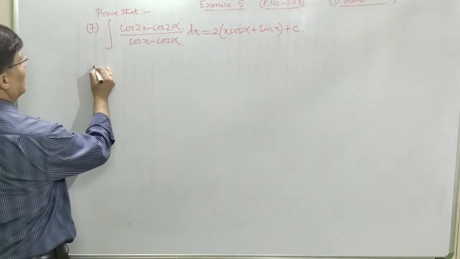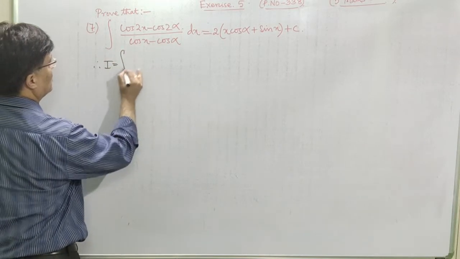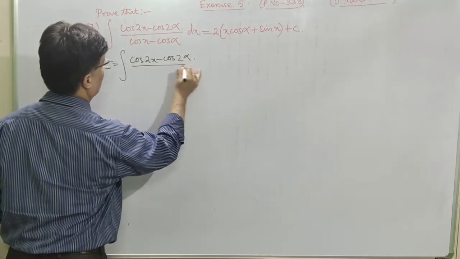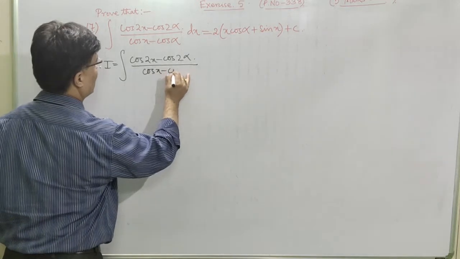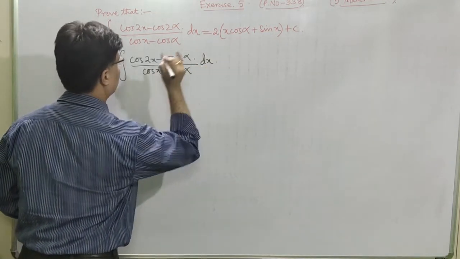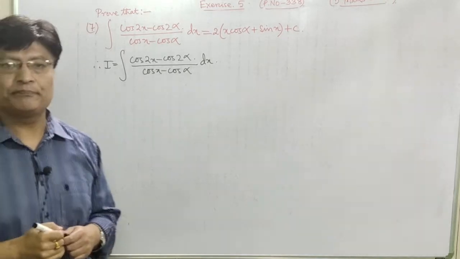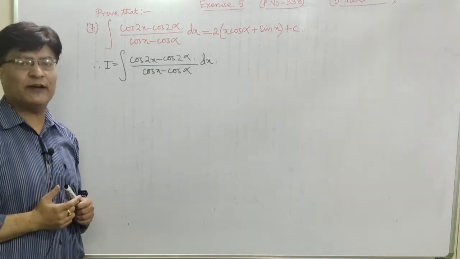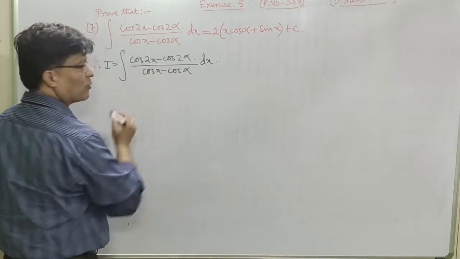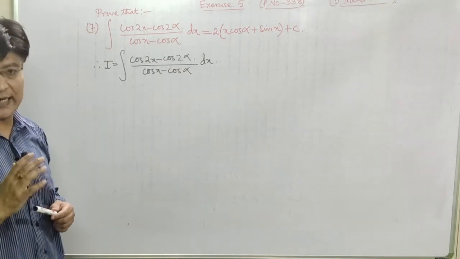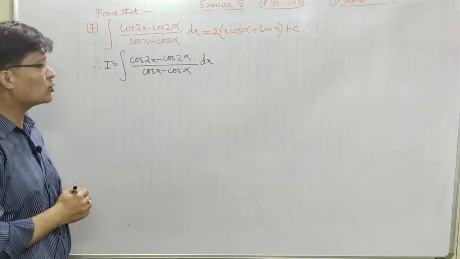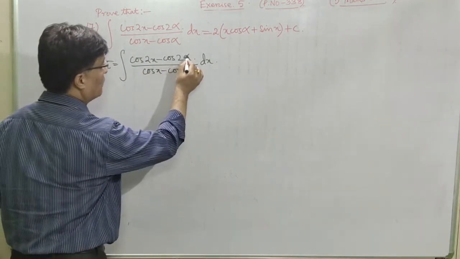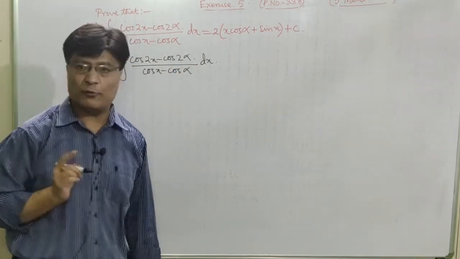Okay, so let us write I is equal to integration of cos 2x minus cos 2 alpha divided by cos x minus cos alpha then dx. Now in this case you have to simplify it. You cannot directly integrate them, you have to simplify it. Since there is cos 2x and cos 2 alpha, there is a formula for cos 2 theta. So you have to write down cos 2x in terms of cos x and cos 2 alpha in terms of cos alpha. So you should know the formula in this case.